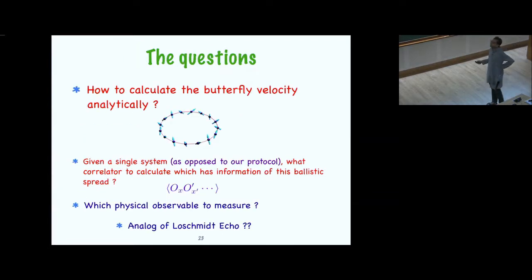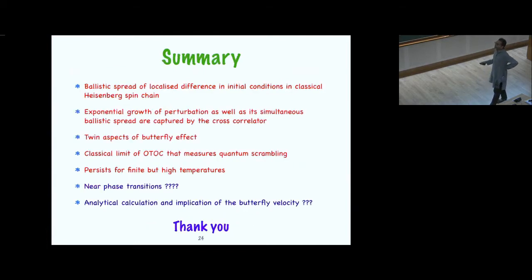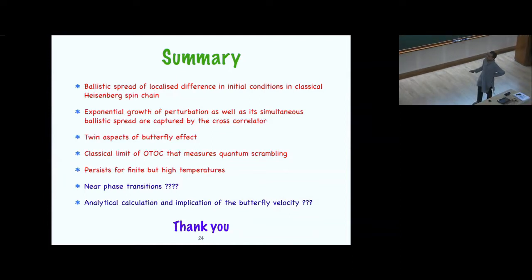Let me just point out two things. The questions that we are thinking about are how to calculate the butterfly velocity analytically, or, a sharper way of putting this, given a single system as opposed to our protocol, which involves two systems, what is the correlator that we need to calculate which has this information about ballistic spread? We know that the two-point correlator doesn't. And which physical observable do we need to measure? Things like analogs of the Loschmidt echo might be relevant. Let me put up my summary here. There are these two points that we have been trying to think about more carefully, but questions and feedback would be useful. Thanks.